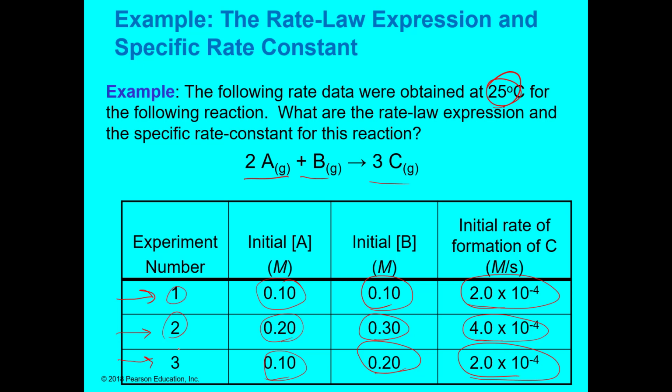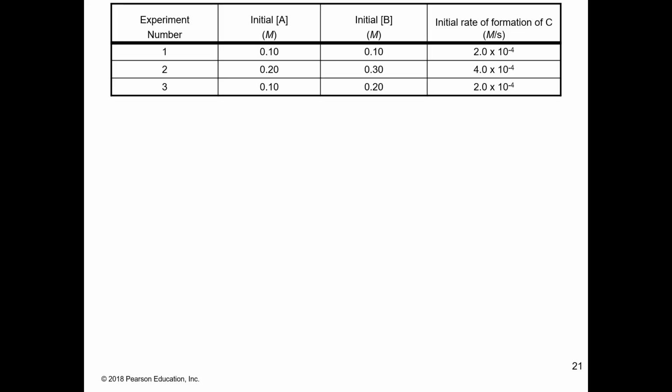So these are 3 separate experiments, and I need this data in order to figure out which one of these concentration changes is changing the rate of formation of C. So I've just recopied it here so I'll have a little room to write this and show you how we look at it. So if I want to find B, and you can do either one, it doesn't matter, I'm doing that because I see that there are 2 experiments where the initial concentration of A is the same.